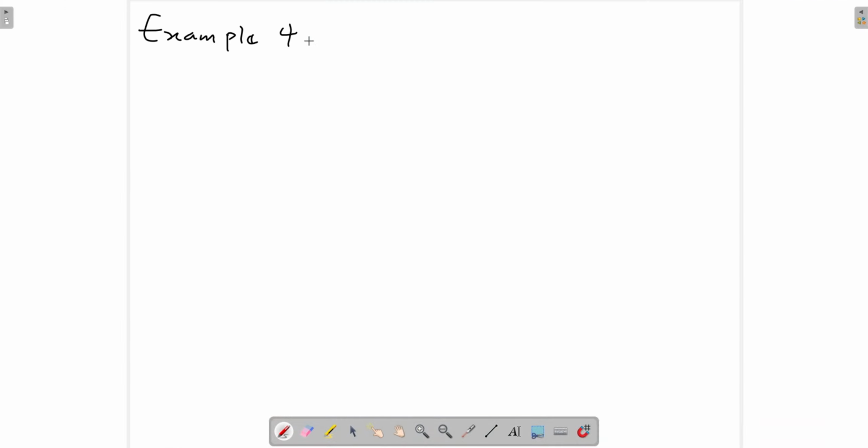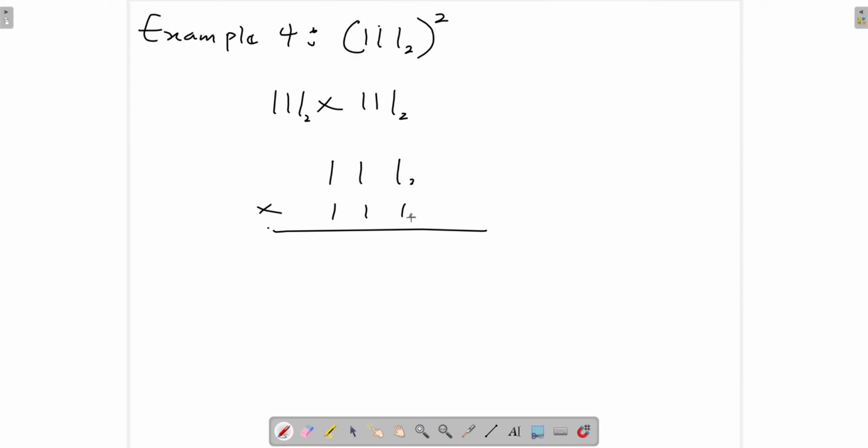Another example, this is example 4. We have to find the square of 111 base 2. That's basically saying 111 multiplied by 111. We're going to do this the way we usually do our multiplications, the normal way, alright? So 111 multiplied by 111, base 2. 1 multiplied by 1, that's 1. 1 times 1, 1. 1 times 1, 1. And the next one, 1 times 1, 1, and so on, all 1, 1, 1.